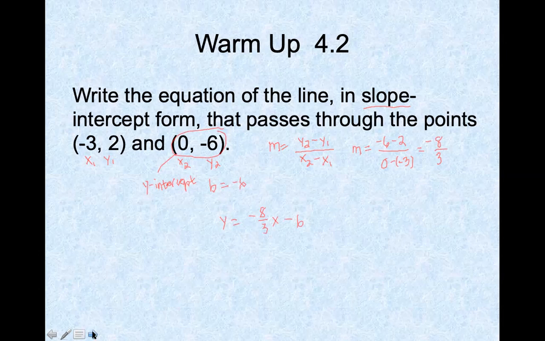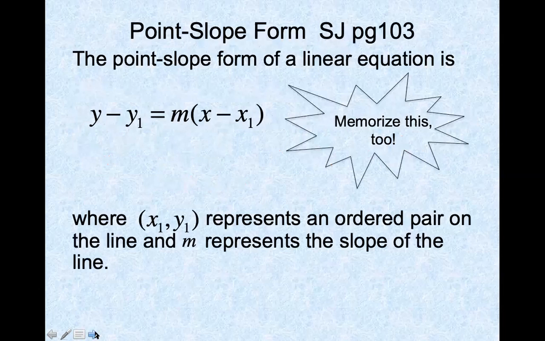All right, let's look at our new material. So point-slope form of a linear equation looks like y minus y1 equals m times x minus x1. I said you should memorize this too. You're going to see this form a lot as you move on to your other math classes. It's really a convenient method of writing an equation because all you need is a point and a slope. You don't have to worry about the y-intercept. You can use any point on the line. x1, y1 represents some ordered pair on the line, and m represents the slope.